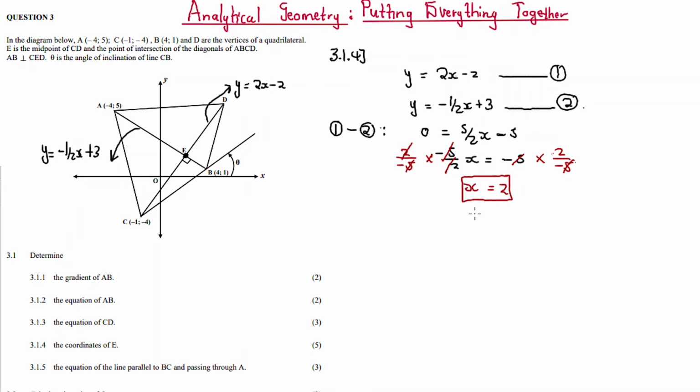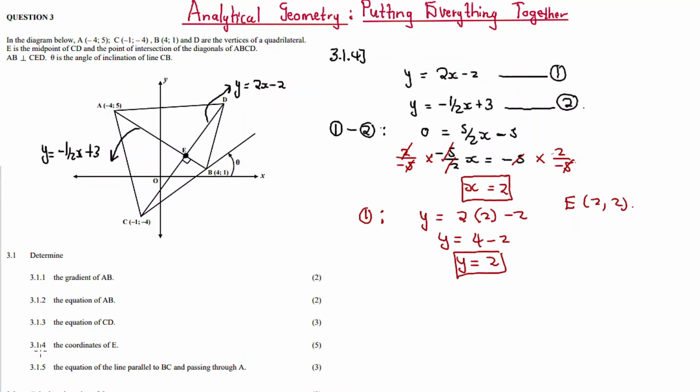Okay, so we are not done. We have the x coordinate. Now let's calculate the y coordinate. So I'm going to use the first equation to calculate the y. So y now becomes 2, in bracket, it's going to be the x minus 2. Then y is 4 minus 2. Then y is equal to 2. So the coordinates for E are 2 and 2. Okay, so this is how we get the coordinates for E.